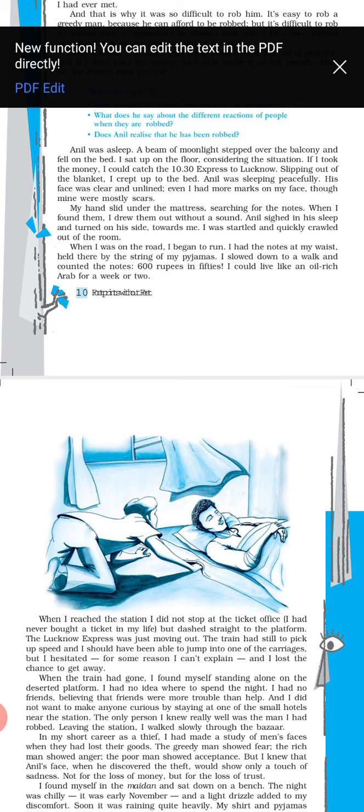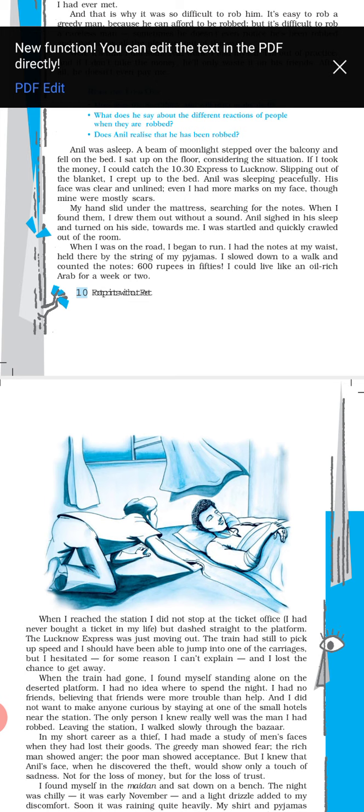He quickly came out of the room. When I was on the road, I began to run. I had the notes at my waist, and counted the notes. He started quickly counting the notes. 600 rupees in 50s. There were 600 rupees, all in 50s. I could live like an oil-rich Arab for a week or two. So what is he saying? That he could live a lavish life for two to three weeks at least with so much money.